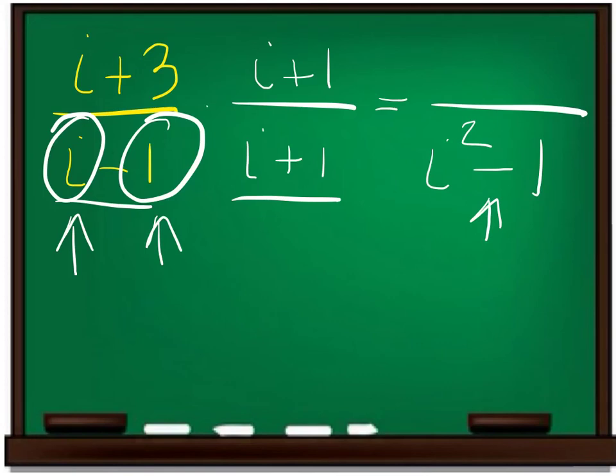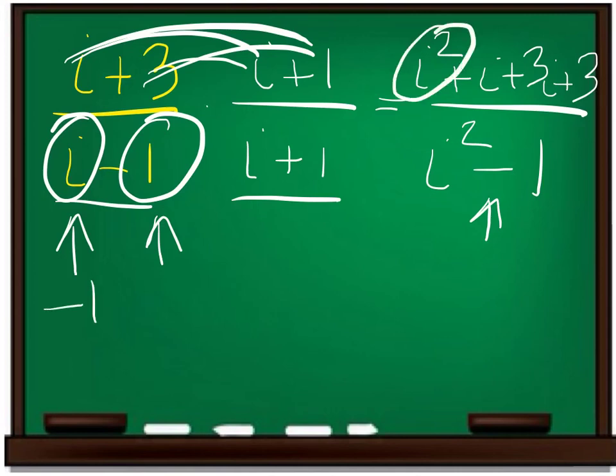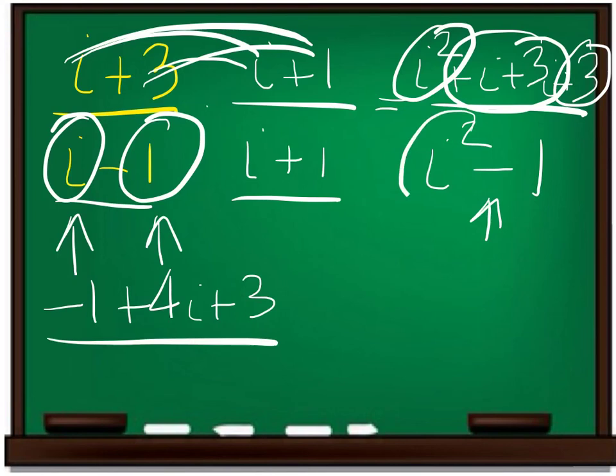And then on the top you have to go I times I is I squared. I times 1 is I. 3 times I is 3I. And 3 times 1 is 3. I squared is -1. I plus 3I is 4I. And then you have a 3. On the bottom, that's -1 minus 1.